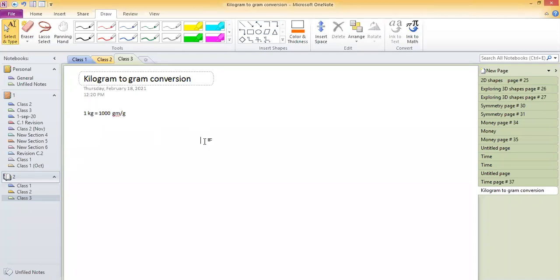For light objects you use gram, like your scale or your pencil. For little things, you can use gram, even some foods. And for heavy objects, we use kilogram. So today we are going to learn about the conversion of kilogram to gram.